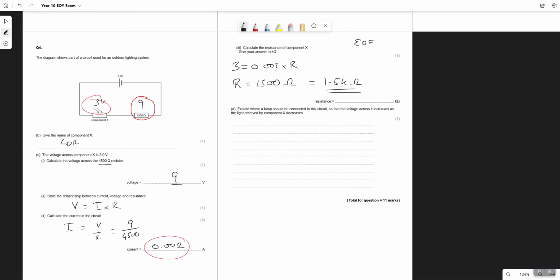Also, for others who made a bit of a mistake, this conversion, so dividing by 1,000, is a marking point. So some people still manage to pick up a mark for correctly taking a number and dividing it by 1,000 to convert it into kilo ohms. That's perfectly fine. Right, now D.